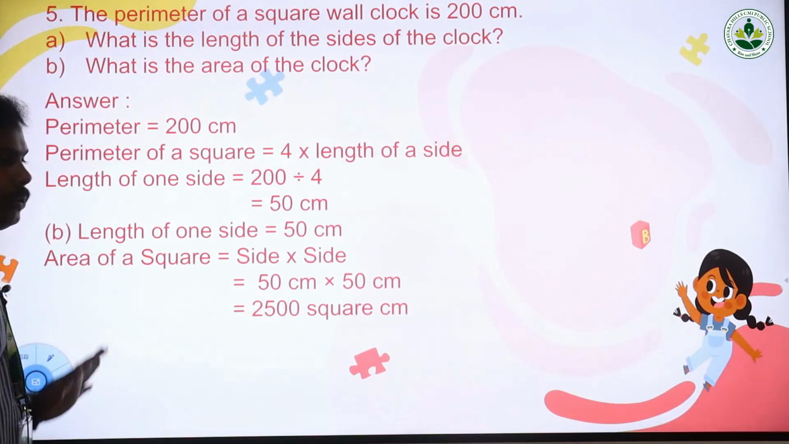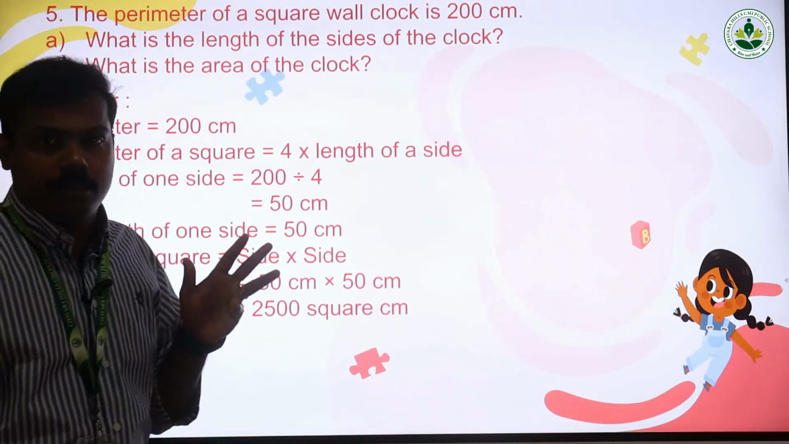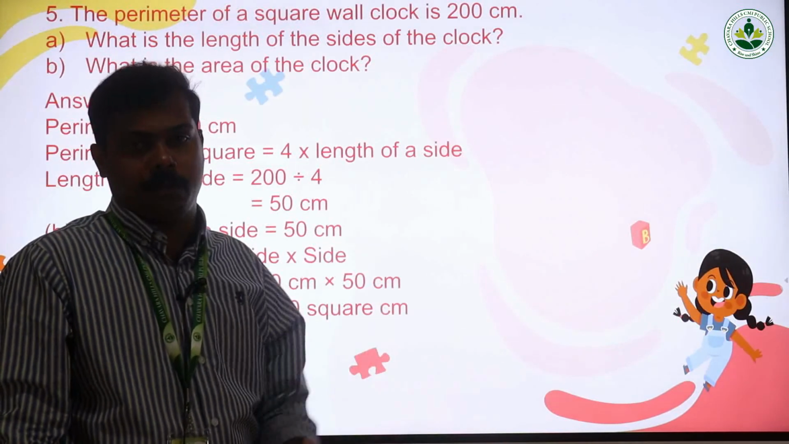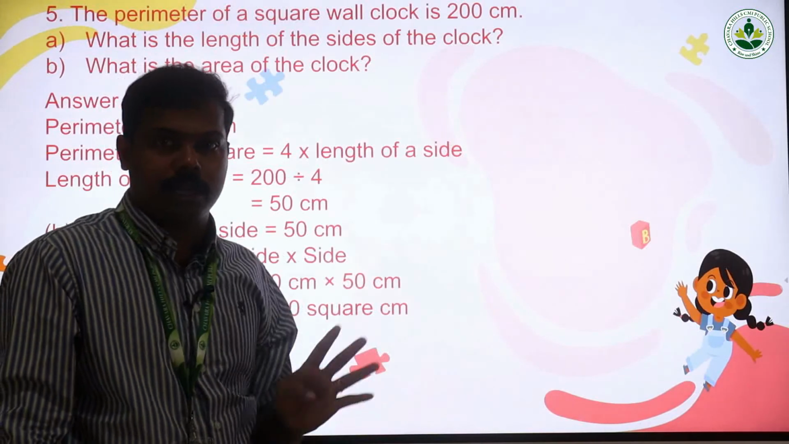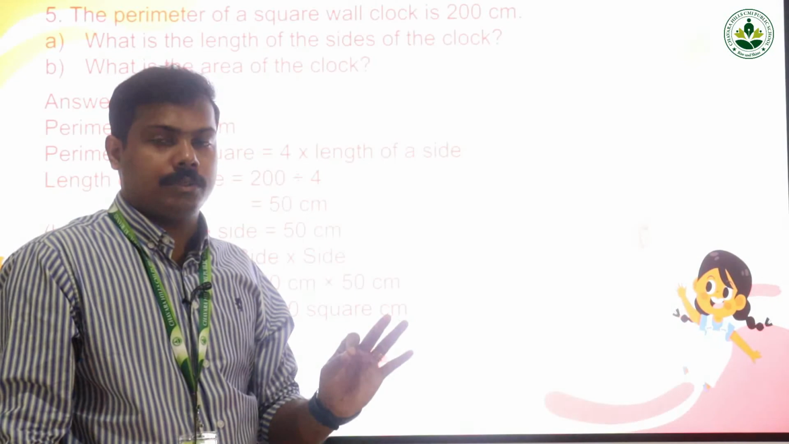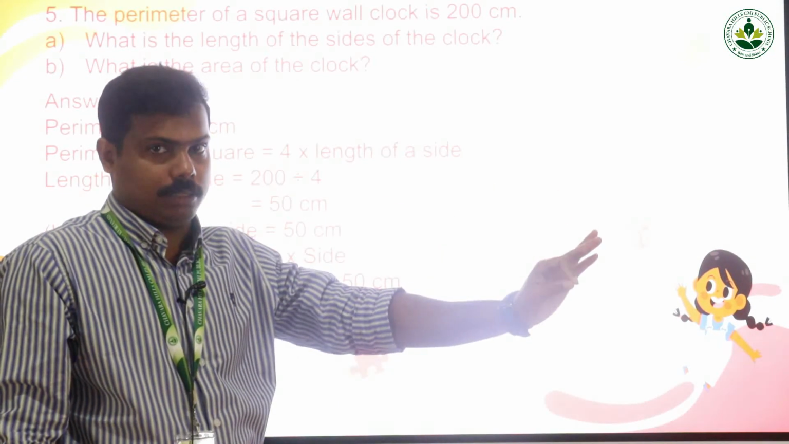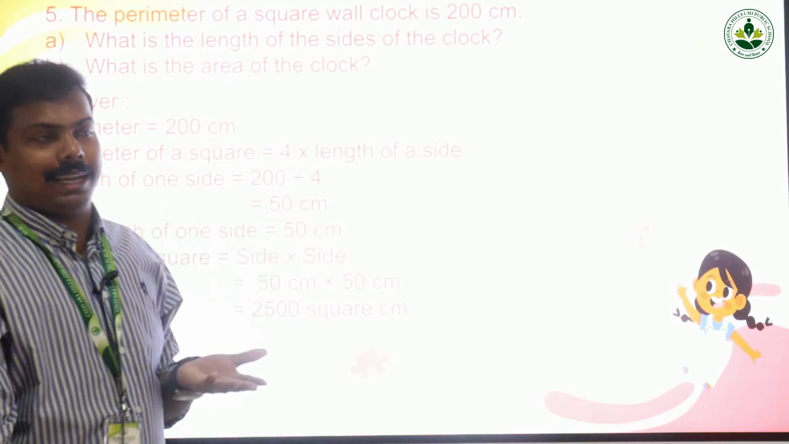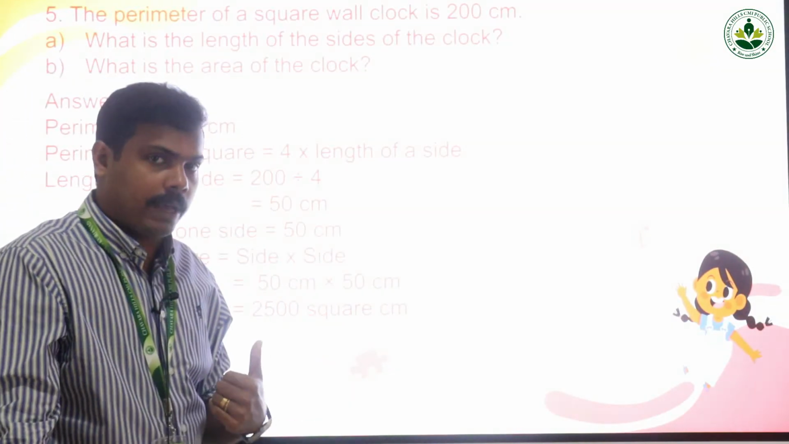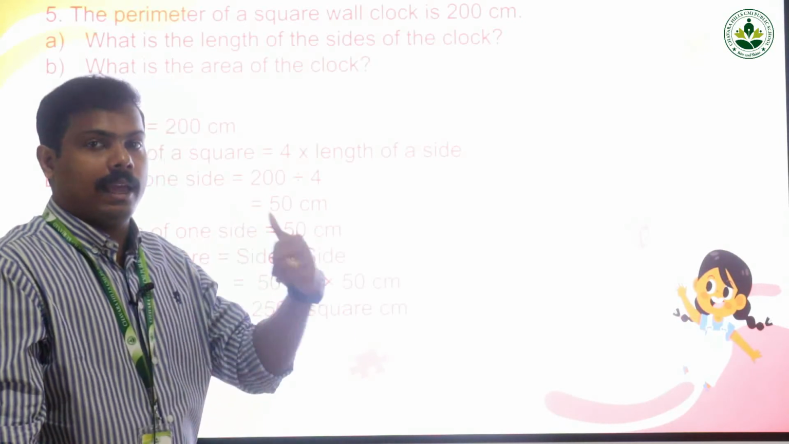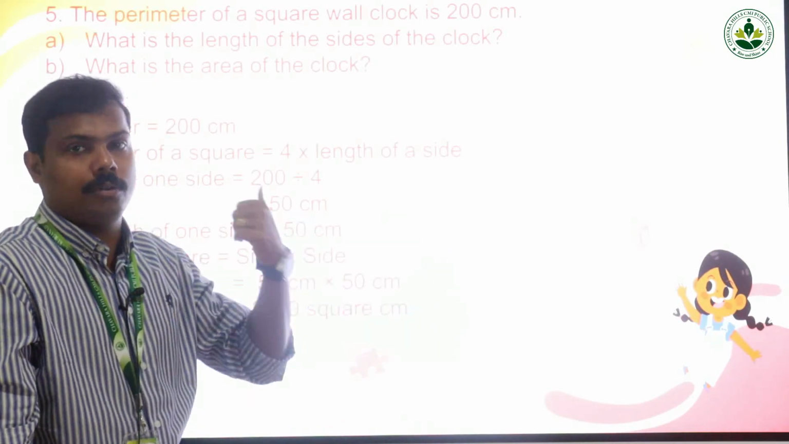Okay, so area of a square, area of a rectangle, perimeter of a square, perimeter of a rectangle. Perimeter of a rectangle is 2 into length plus breadth. Perimeter of a square is 4 into side. Area of a square is side into side. Area of a rectangle is L into B, length into breadth.